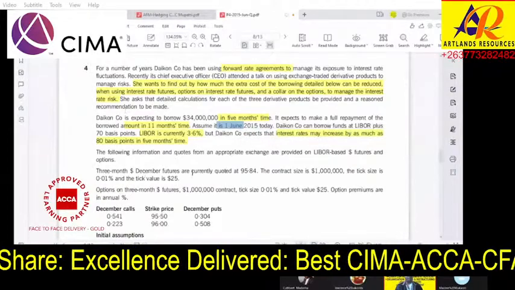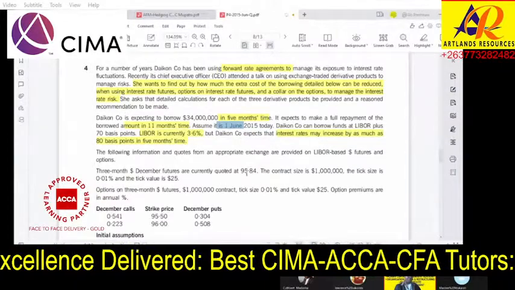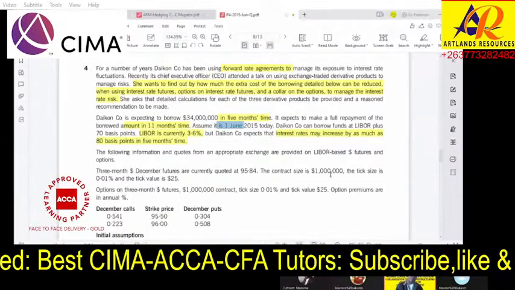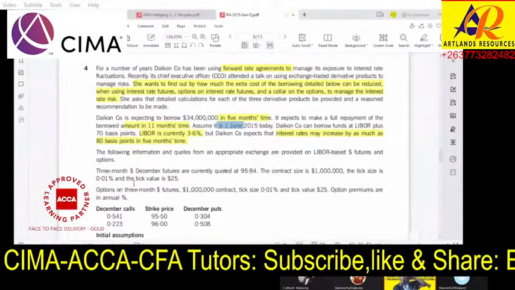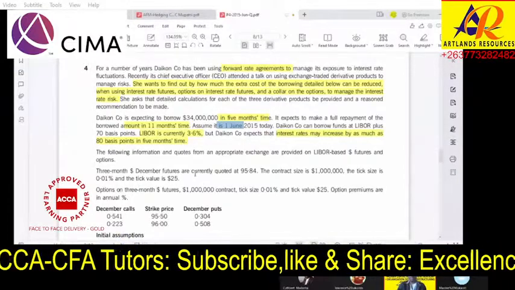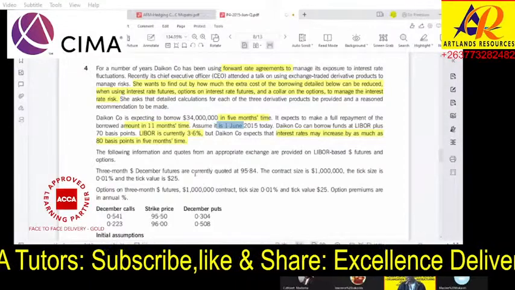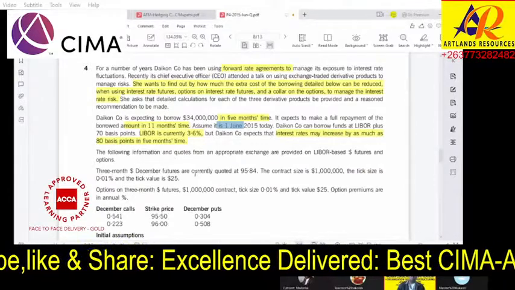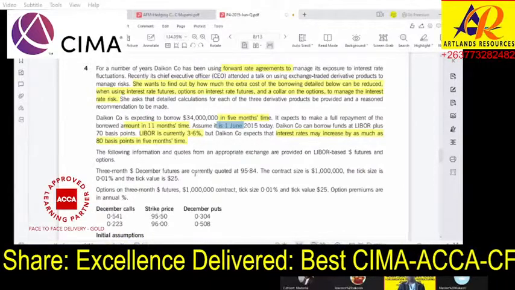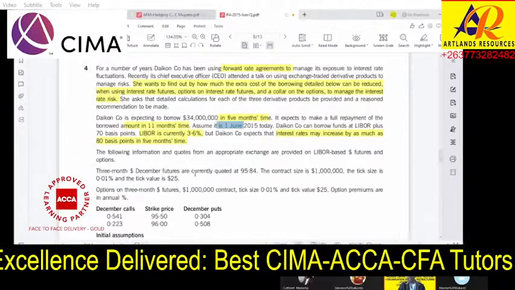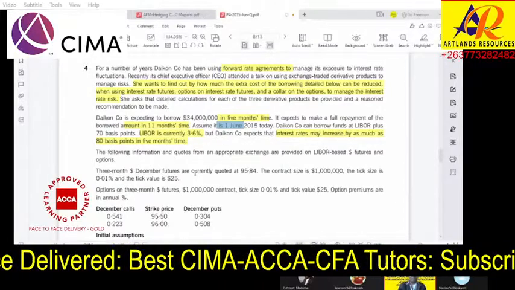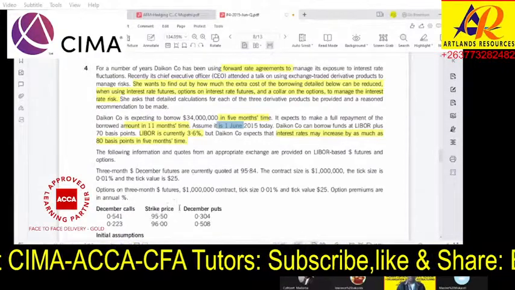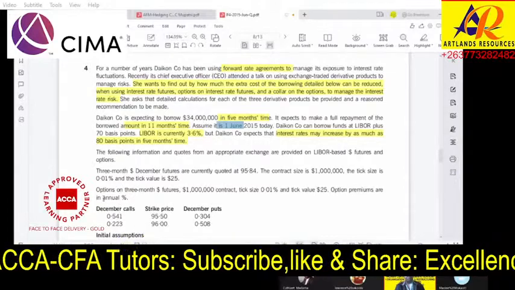So no wonder why they are saying 3 month December futures are currently quoted at 95.84. Size is 1 million. Tick size is 0.01%, and the tick value is $25. You now understand what we mean by tick. By tick, we mean the smallest movement in interest rate. And so interest rate may move favorably or unfavorably, and the potential loss that you are exposed to by that movement is called tick value. So it's $25 on each tick. So if it ticks by three ticks, it will be $75. And this is the pay on those three ticks.